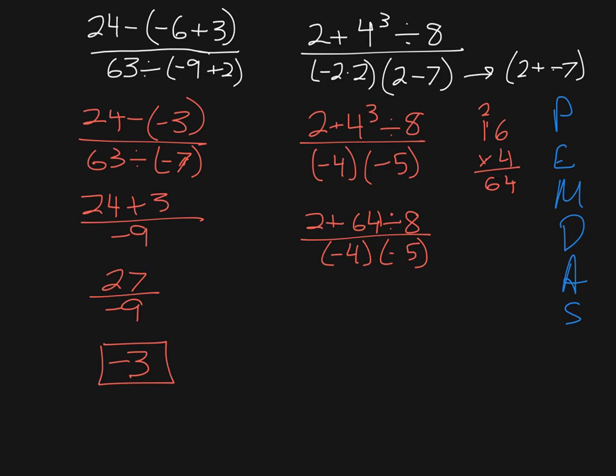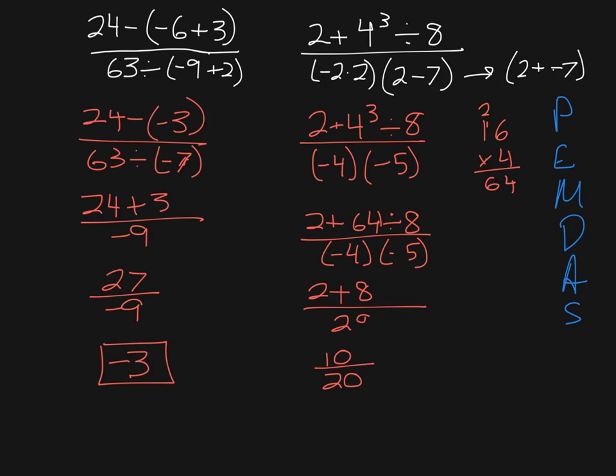Now I have multiplication and division. I can do my division step in the numerator. 2 plus, now 64 divided by 8. 64 divided by 8 gives me 8. And now in my denominator, I'm going to do multiplication. Negative 4 times negative 5 is 20. So now I have 2 plus 8. I got to do addition. That's going to give me 10.